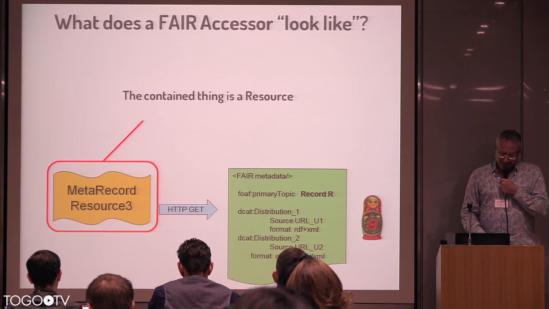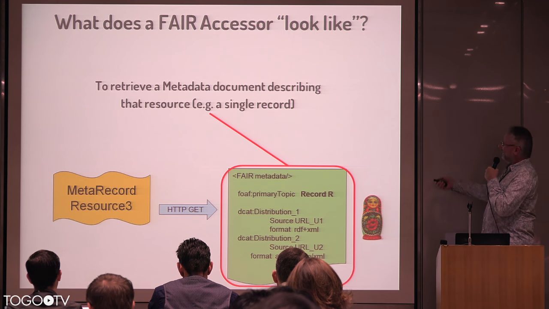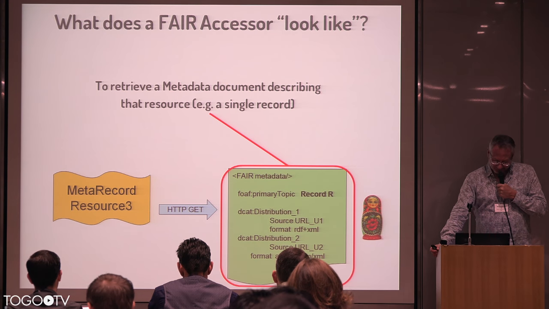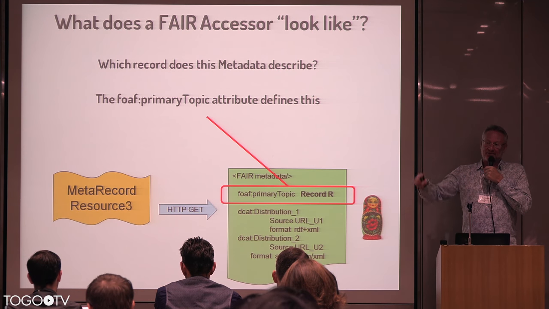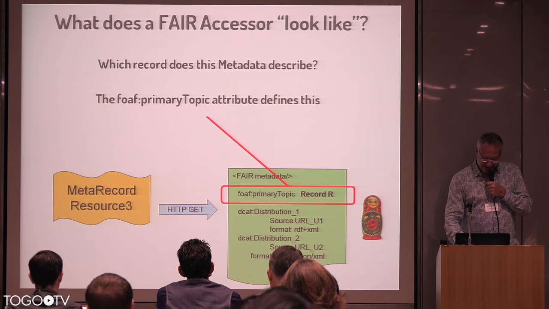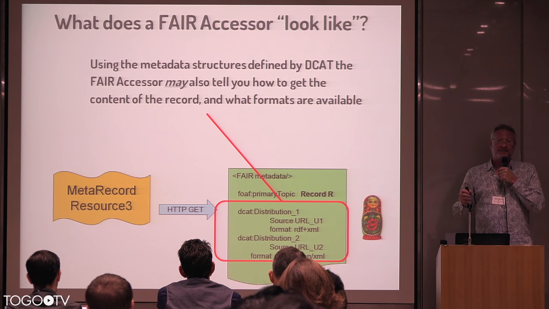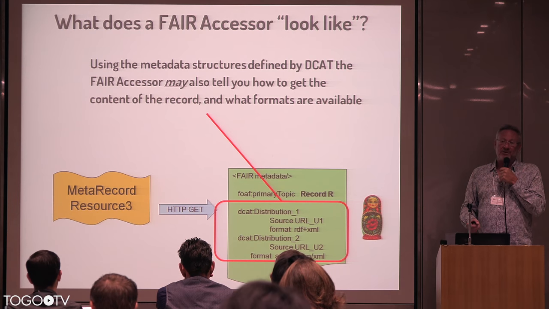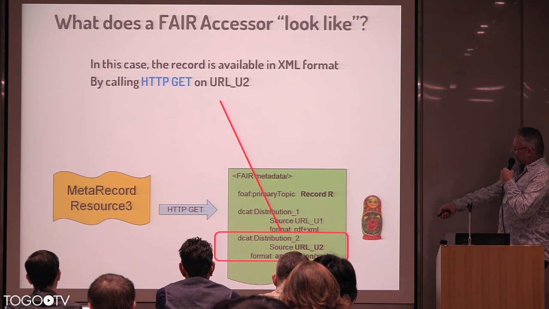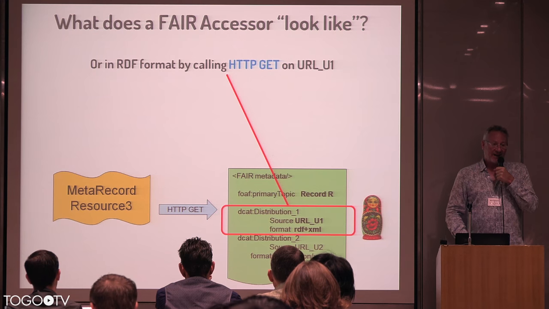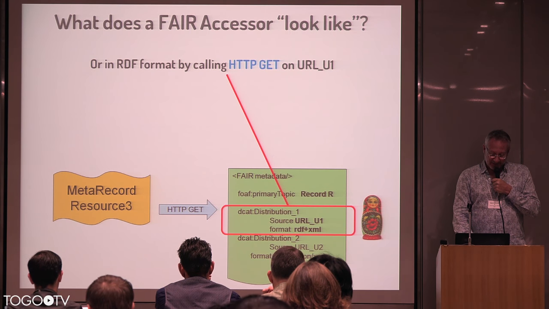Looking closely at one of those, you have this is the resource that is contained. You call get, and you get again a metadata record that describes that resource. You're told exactly what resource it is using both primary topic. So I can say, for example, I'm talking about this Uniprot record with this metadata document. And then using DCAT, the FAIR accessor might, depending on the nature of the underlying data, tell you how to get the data itself. So in this case, we have a distribution that says at this URL, you can get the data in XML format, and at this URL, you can get the data in RDF format. So these are the distributions that are possible for that particular record.